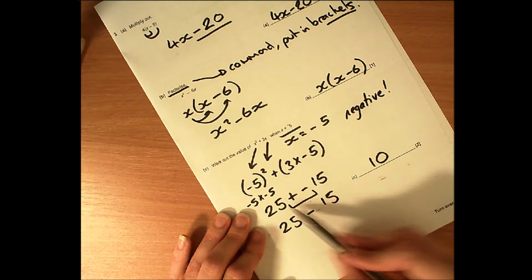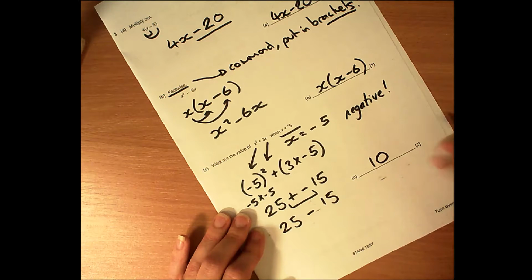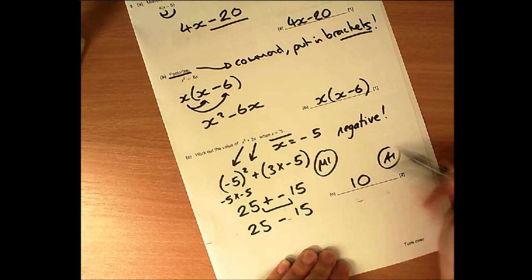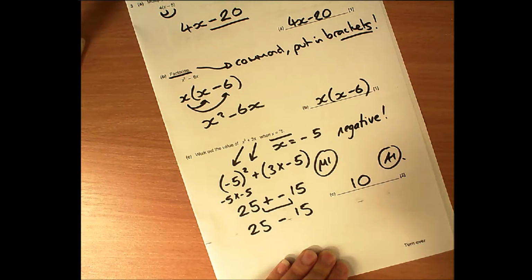Now this is quite a bit of work there for the method mark. It is only 2 marks, but if you're really clear with your working like I've done here, you'll always get the method mark even if you don't get the answer mark correct.